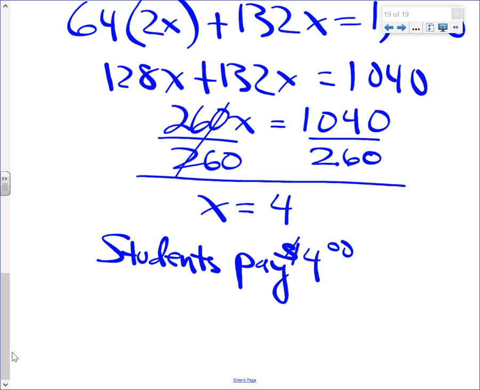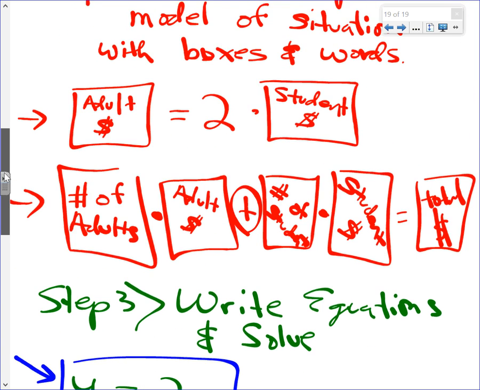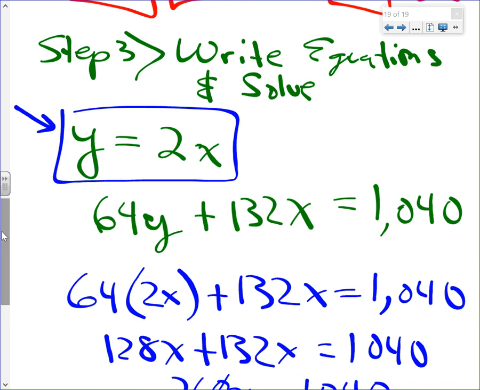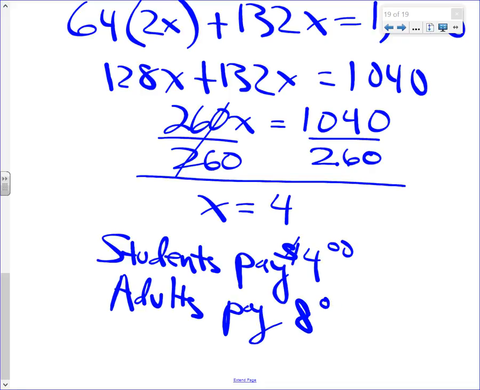The adults, though, let's see. Remember, the adults was right here? y is equal to 2 times x. The adult was y. Remember, y was the adult price. So y is equal to 2 times 4. So adults pay $8. Beautiful.